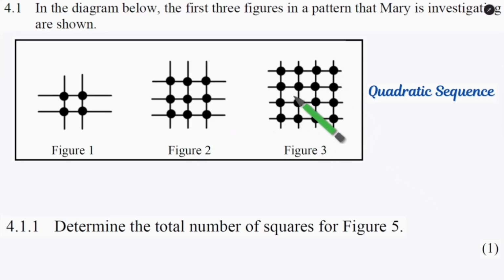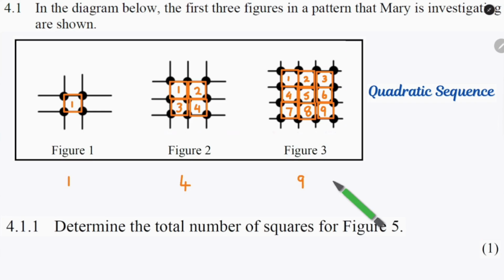So I'm going to convert these pictures into numbers, and let's see what they're asking for, the total number of squares. Okay, so I'm going to count the squares in figure 1. I see 1 square, so there is 1 square in figure 1. In figure 2, I'll count 1, 2, 3, 4 squares. So in figure 2, there are 4 squares. And in figure 3, I count 9 squares. So there are 9 squares in figure 3.